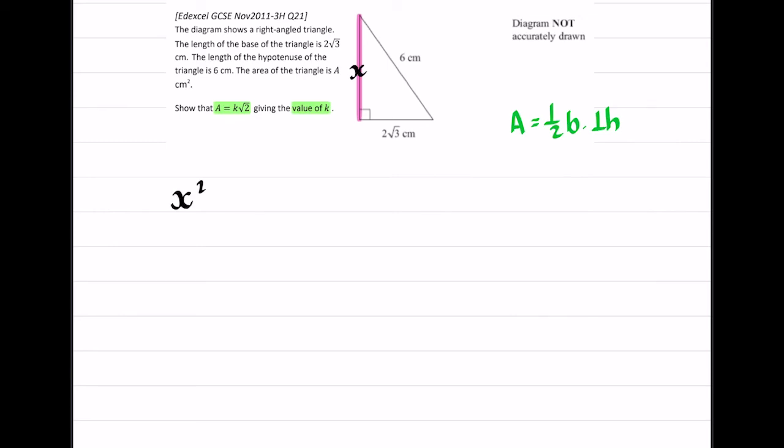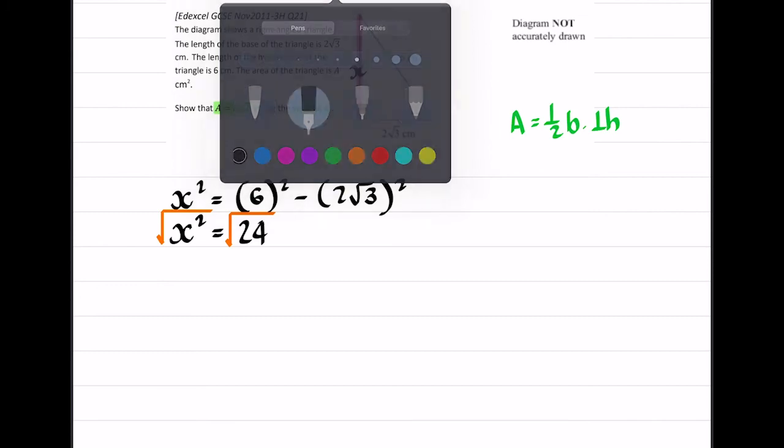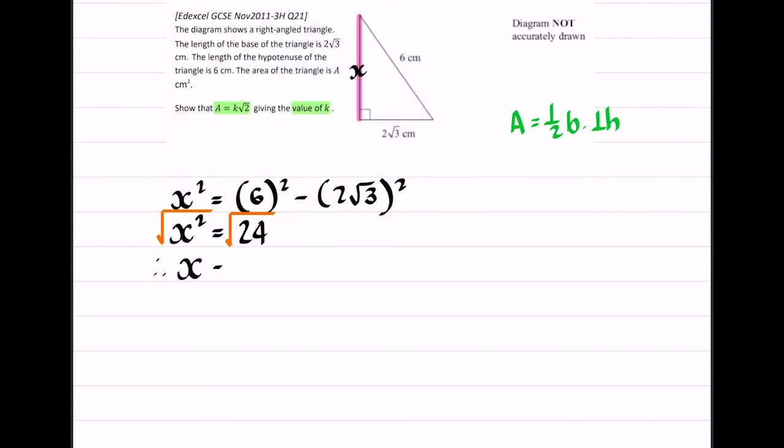So x squared, one of the shorter sides of the triangle, is equal to the hypotenuse squared, so 6 squared, minus the shorter side, which is 2 root 3 squared. x squared is equal to 6 squared minus 2 root 3 squared, which is 24. But I don't want x squared, I want x by itself, so I'm going to square root. So when I square root both sides, the square root of x squared is x, and the square root of 24 is 2 root 6 centimeters.